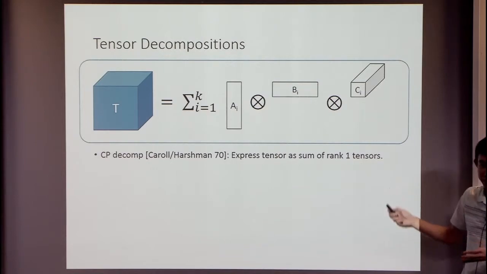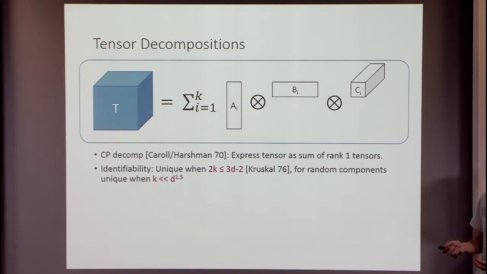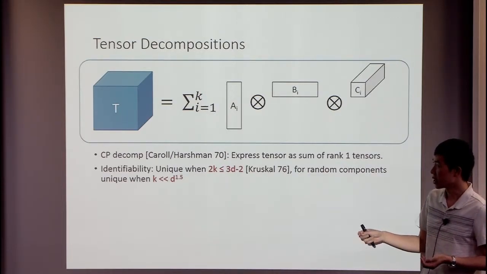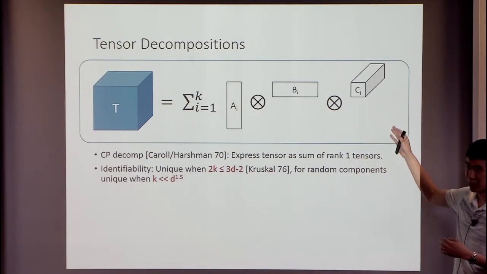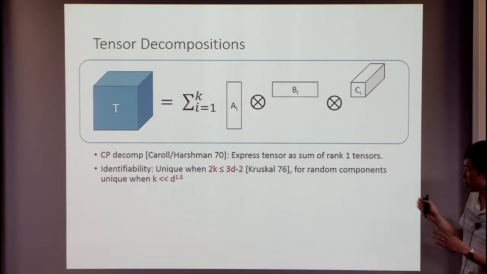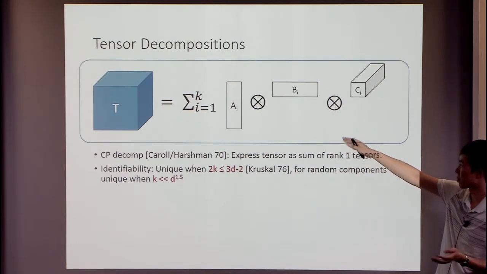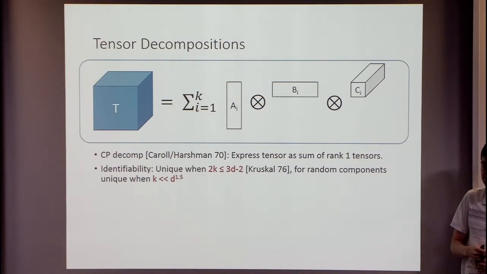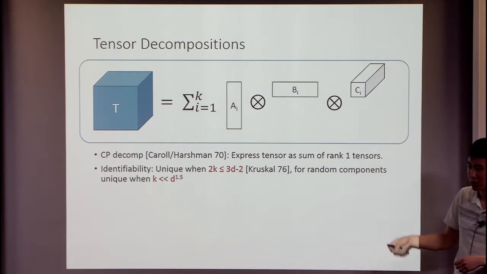People have been studying this CP decomposition since the 1970s, and there are many results known. So for example, for identifiability, when does this tensor have a unique low-rank decomposition? Well, this solution is unique whenever 2k is smaller than 3d minus 2, when these components are in general position. I will not define that, but even when this tensor is overcomplete, when the number of components k is larger than the dimension d, in many cases this tensor decomposition is still unique, and that's a famous result by Kruskal.